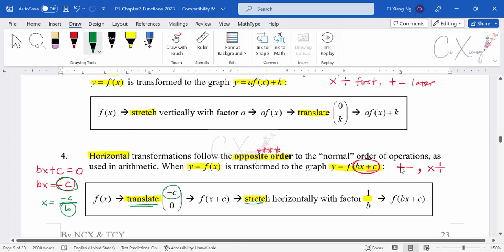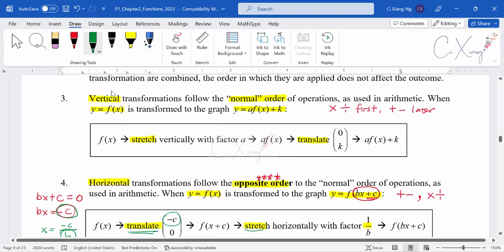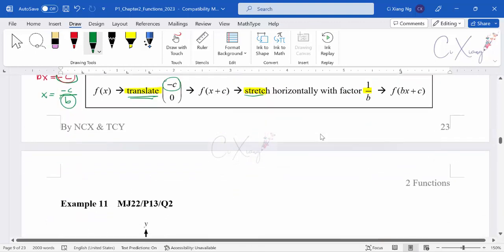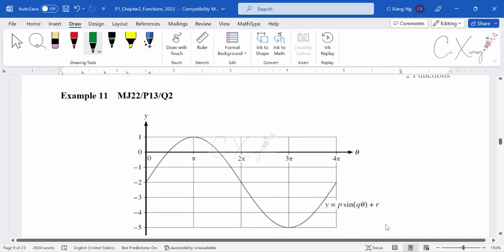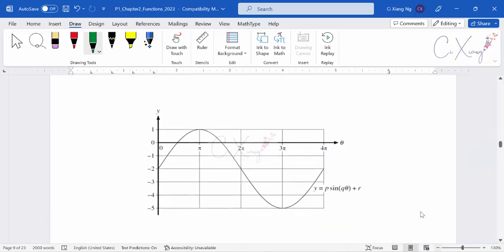All right, so no matter what, from here you can see that in short, if you're having two vertical transformations, then you use the normal order. And if you're having two horizontal transformations, then you are having the opposite order for the transformation. All right, so maybe from here we can try to discuss one example. Let's have a look at example 11.